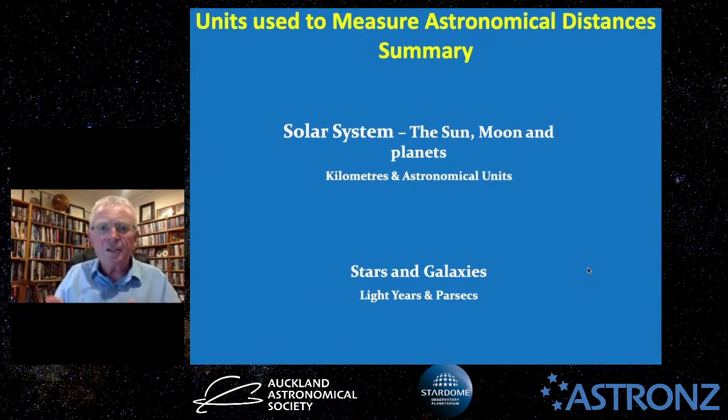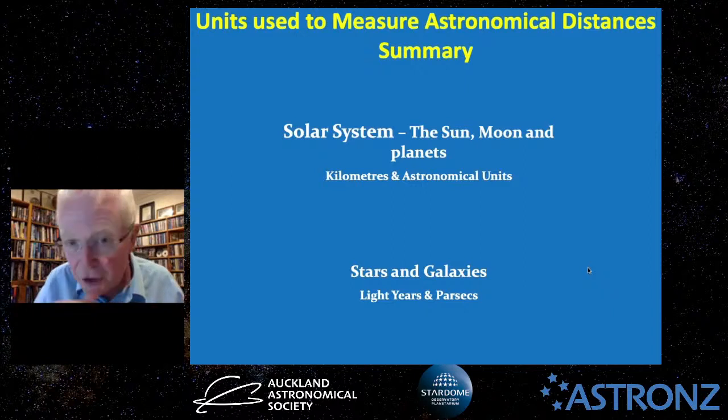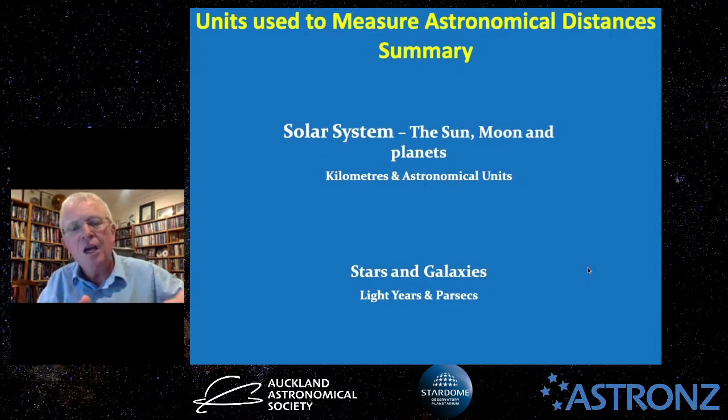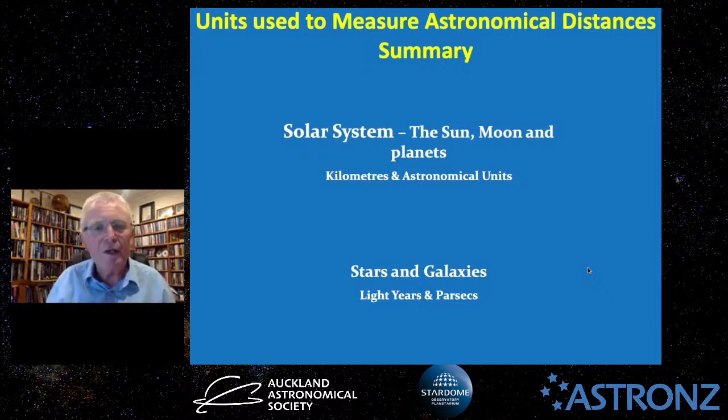So just summarizing the units that astronomers use: when talking about the solar system, the distance to the sun, the moon and the planets, we tend to use kilometres and astronomical units. When you're looking at distances to close and distant stars and galaxies, you tend to use light years and parsecs. So that's section 1 in summary.